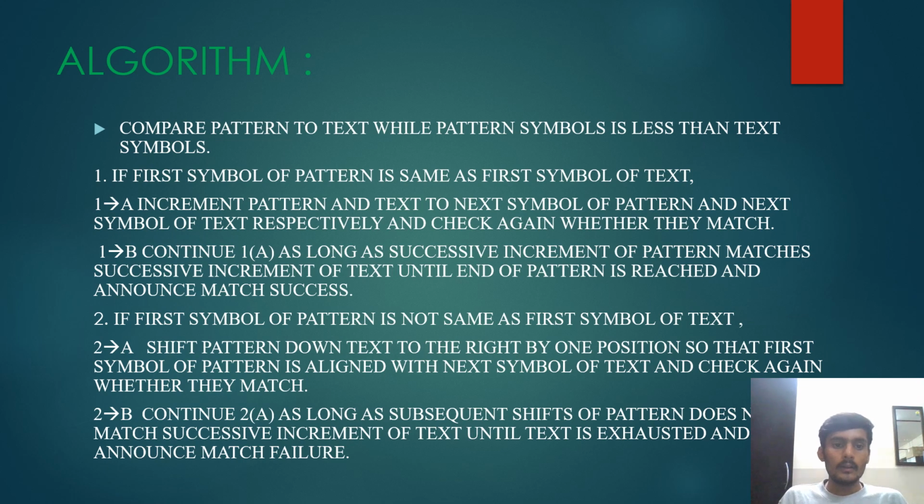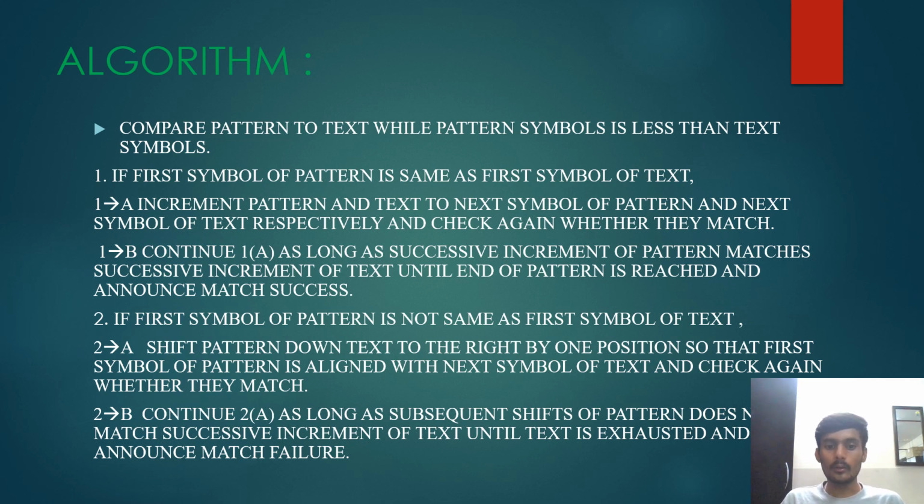Algorithm: comparing the pattern to the text, where the number of pattern symbols is less than the number of text symbols. The first step is, if the first symbol of the pattern is the same as the first symbol of the text, then increment to the next symbol of the pattern and the next symbol of the text repeatedly and check again whether they match. This continues as long as successive increments of the pattern match successive increments of the text until the end of the pattern is reached, and we announce match success.